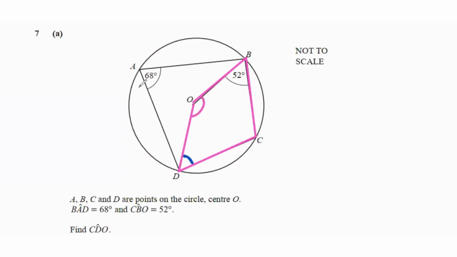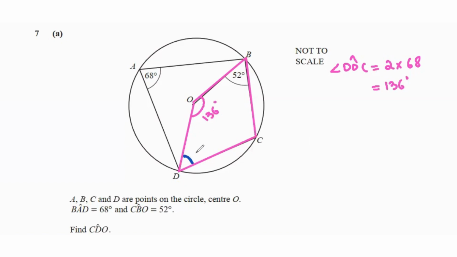And this angle is going to be twice of 62. So it's going to be angle DOC is 2 times 68, which is going to equal 136. So this is 136.